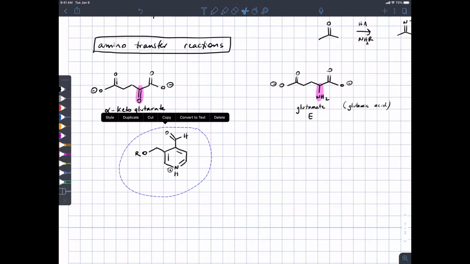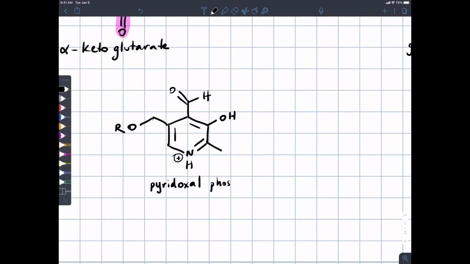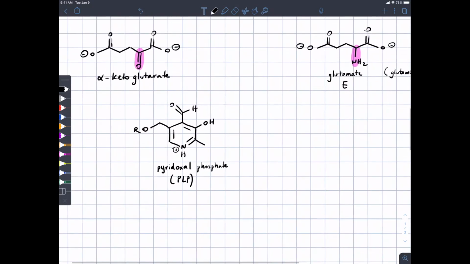I think it has an OH right next to the carbonyl, the aldehyde group. Okay, cool. Anything else? And then a methyl next to the N, right below the OH. Yep. Okay. So pyridoxal, I guess I could have figured that out from the name. Phosphate. The biochemists love their acronyms, so they'll call this PLP.